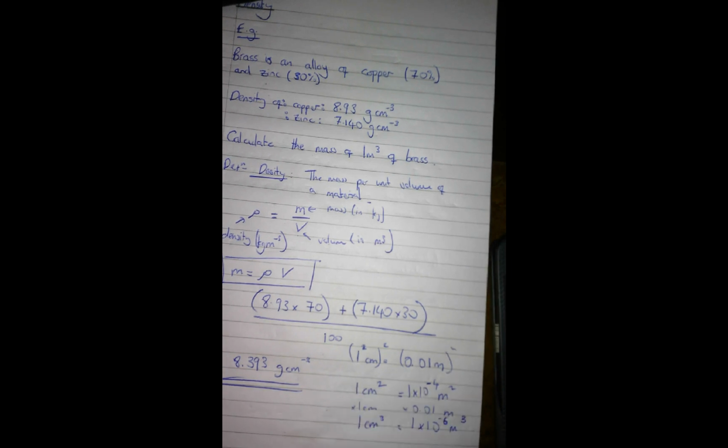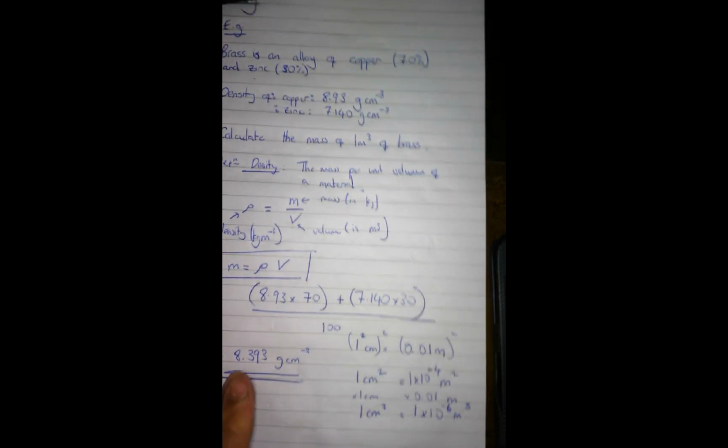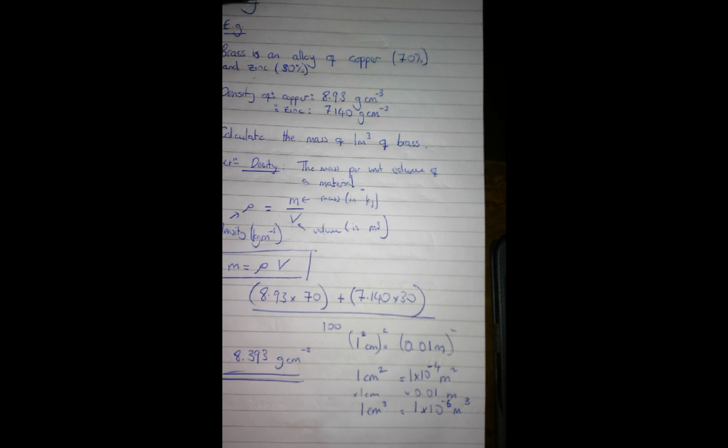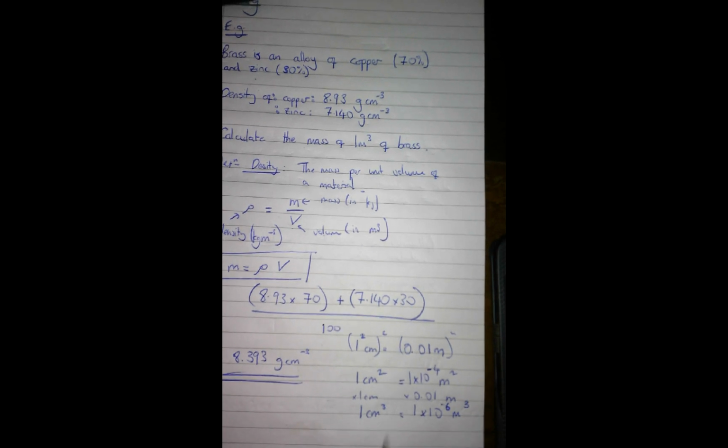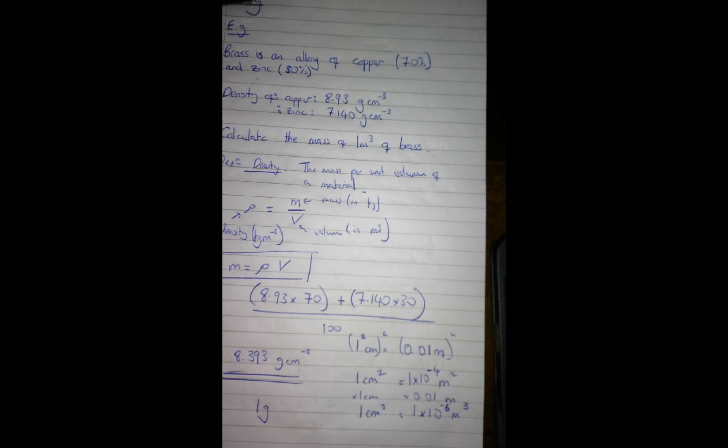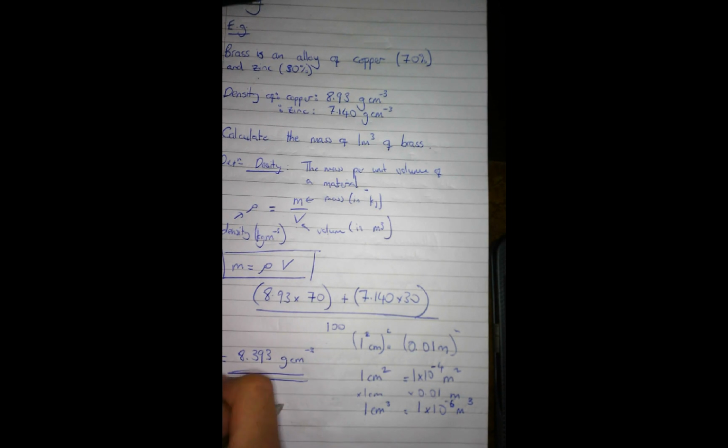I'm sorry if you've already seen this before and if that's a bit repetitive, but please be careful when doing conversions between centimetres cubed and metres cubed. So we now know what our centimetres cubed to metres cubed is, and we know that 1 gram is equal to 1,000th of a kilogram.